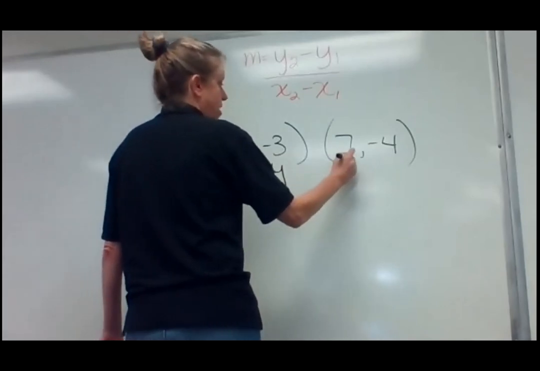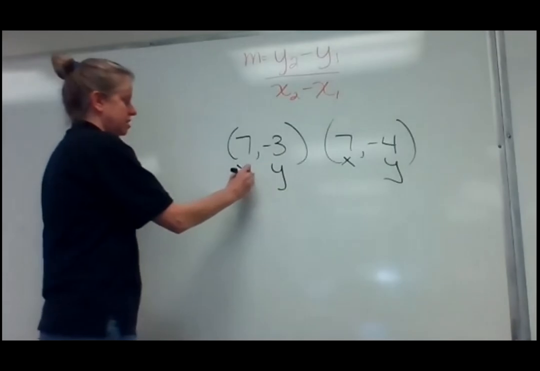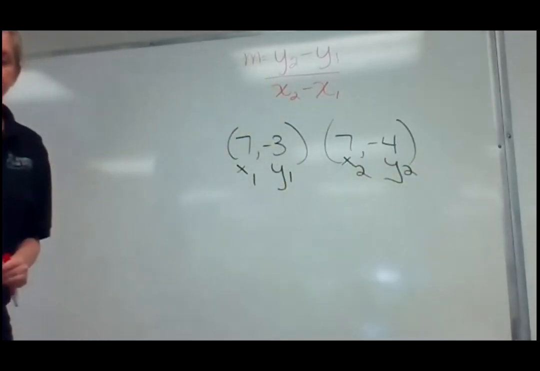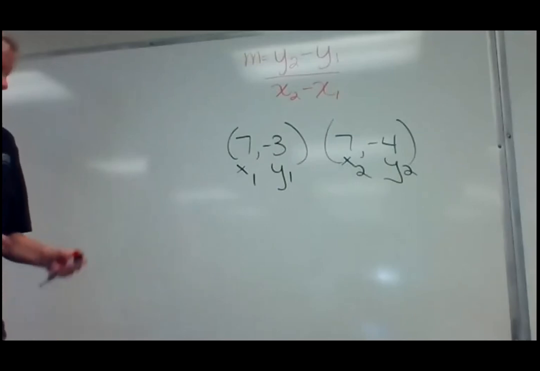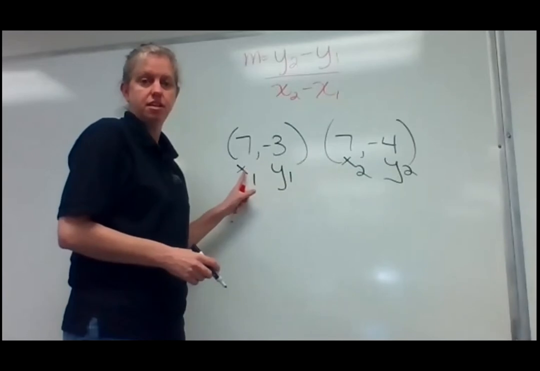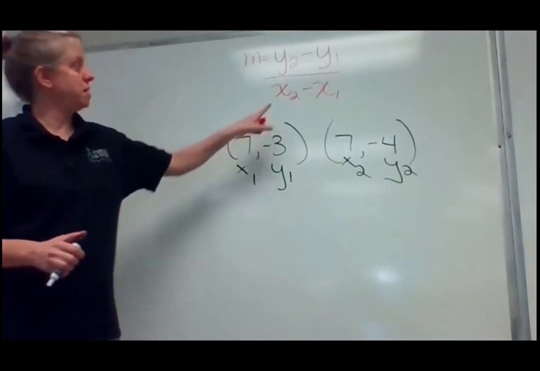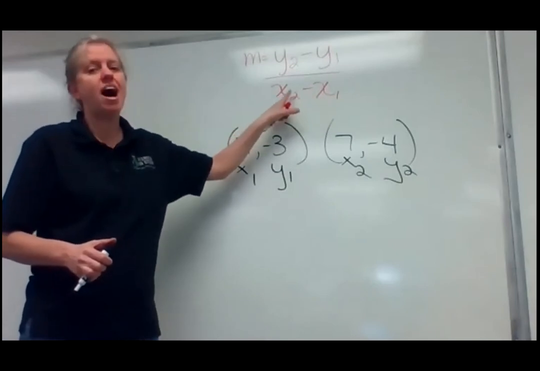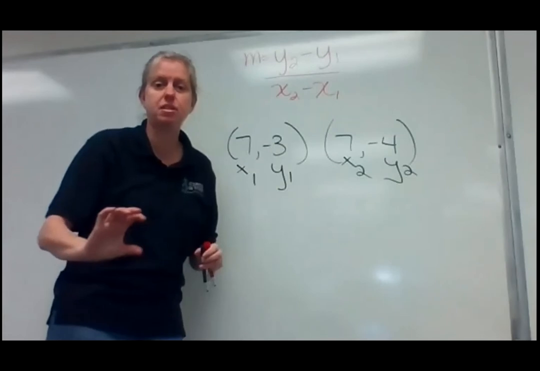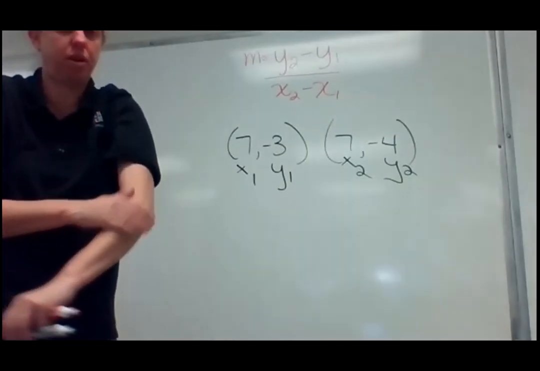There's my x, there's my y, there's my x and y of that point. There's my first point, and my second point. Look at your x's. They are the same number. Which means what's going to end up in the bottom of the slope formula now? The 0 is going to end up in the bottom, right? Which is going to tell us something different about the slope.